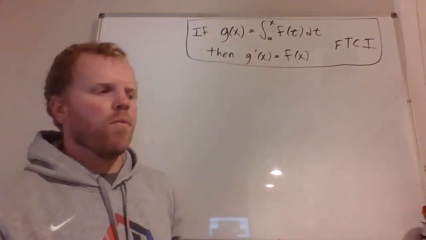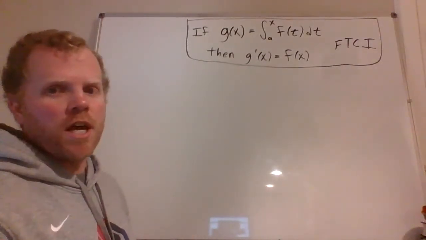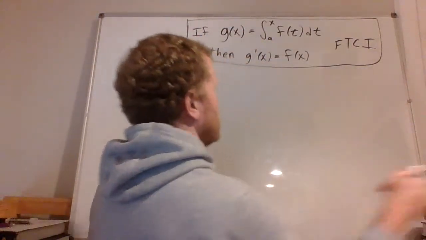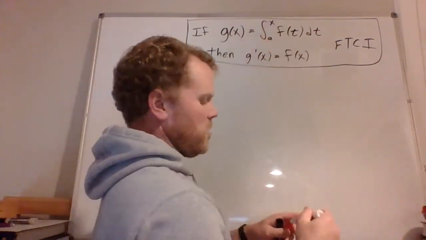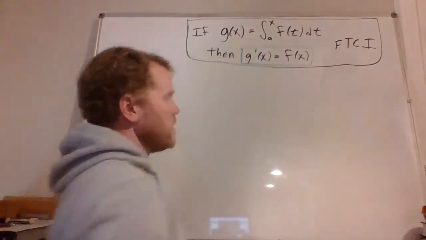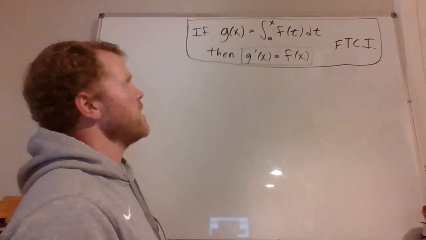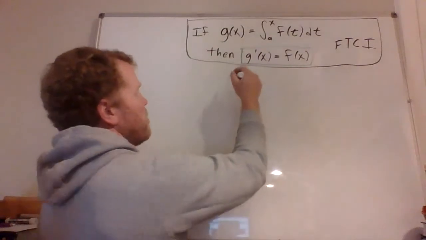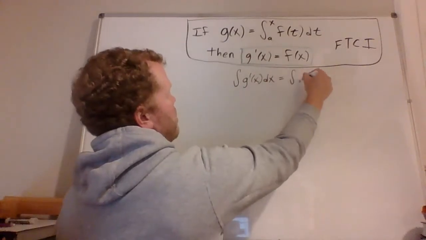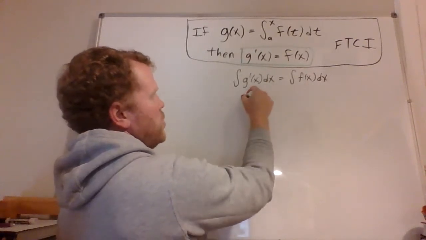So ultimately, what FTC 2, or part 2, does is look at this in a totally different, backwards way. One way to look at this is to say, if g prime of x is f of x, that's like saying the derivative of g is f. The other way to look at that is to say that the antiderivative of f is g. We could just take the antiderivative of both of these things. And you know the antiderivative of g prime is just g.